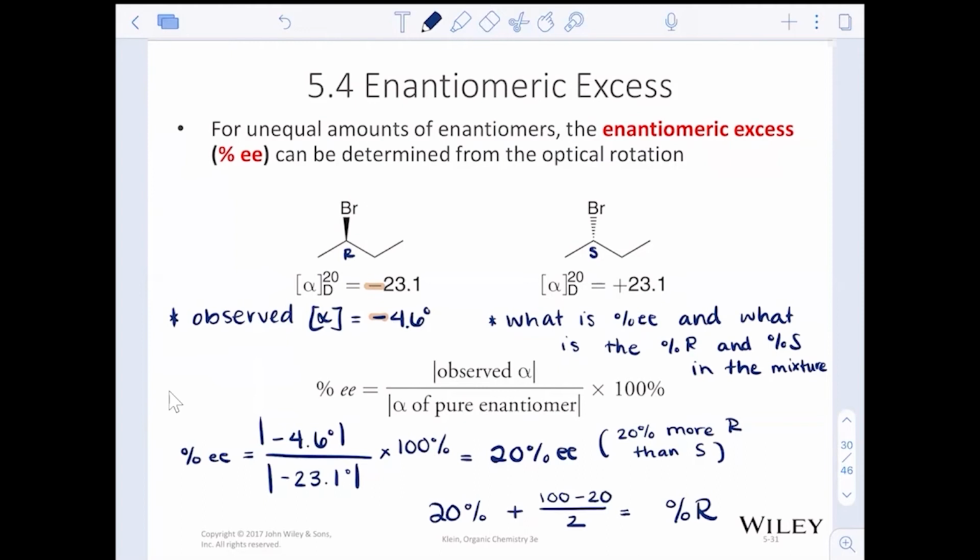So 60% should be R, and 40%, 100 minus 60, is S. That is the actual percent yield. We will practice this. This is a big amount of math, and it's probably the only amount of math that we're ever going to do in this semester.